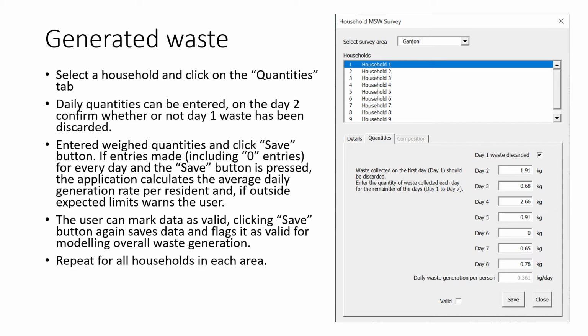Click the Save button and the application will calculate the average generation rate, kilograms per day per person, and compare it with the World Bank What a Waste 2 dataset to see if the value falls within an expected range for that income level. A message warns the user if it does not. If the user thinks the data is valid, then tick the Valid checkbox and save again.